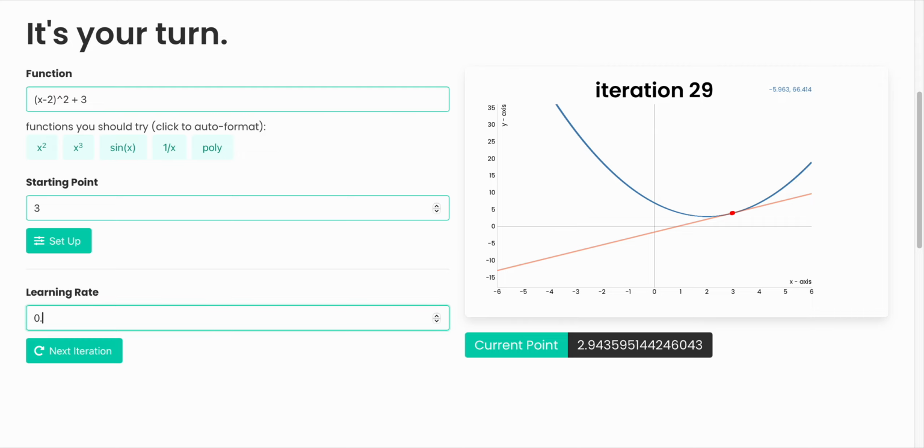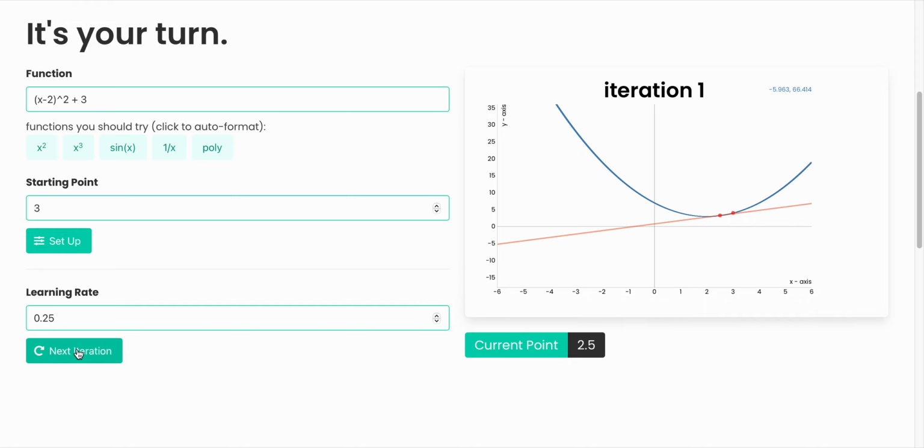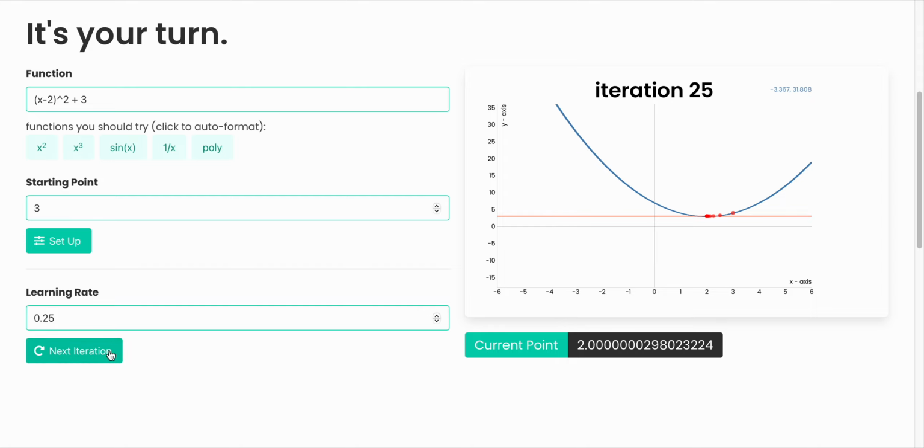So we need a learning rate that is a sweet spot between these two. If my learning rate is 0.25, in the next iteration, as you can see, I still haven't reached my minimum. So let us go to the second iteration, third, and so on. As the iterations increase, my point is stabilizing and we are converging. We have converged to a number very close to 2, and 2 is my actual minimum. So this is how the gradient descent algorithm works.